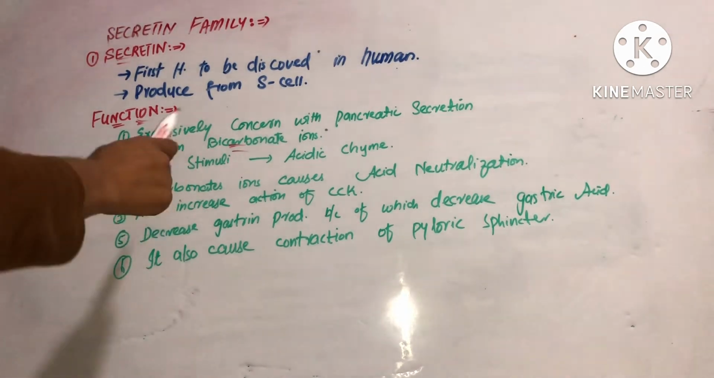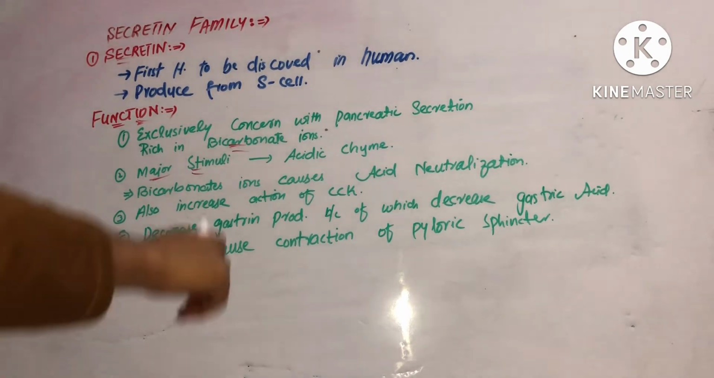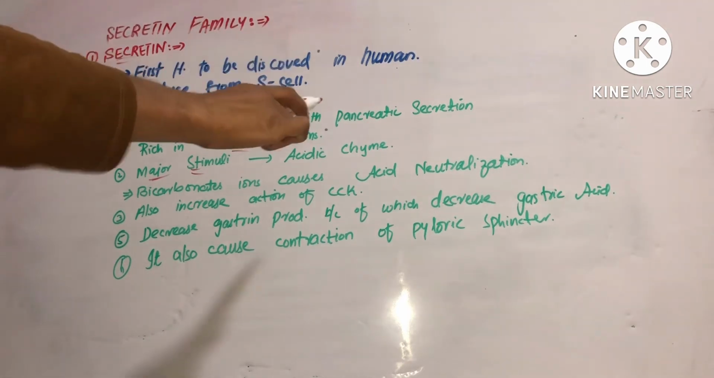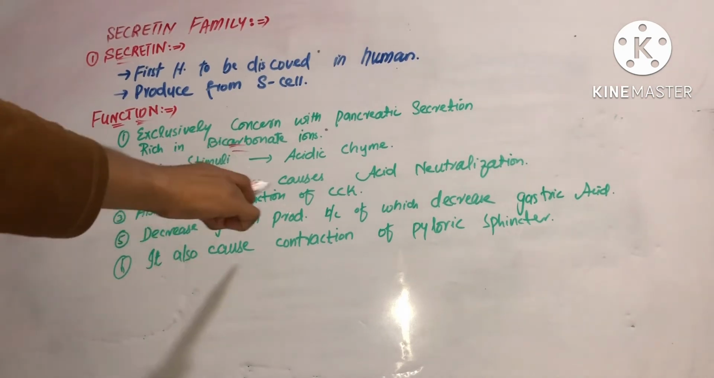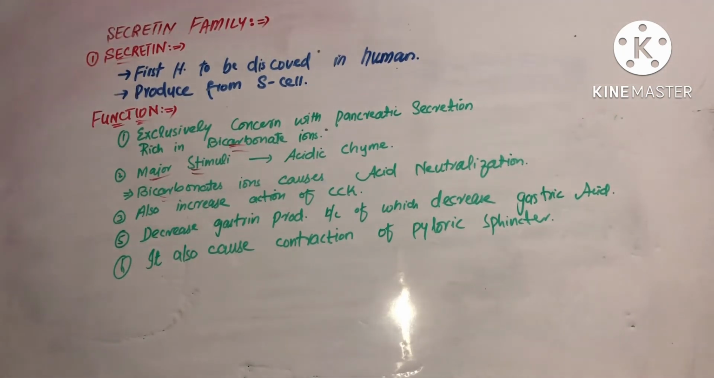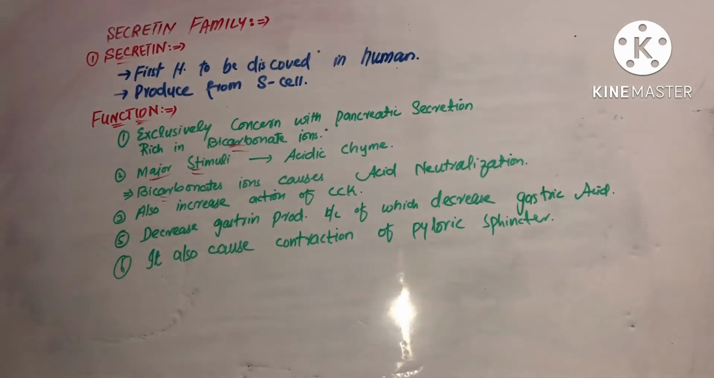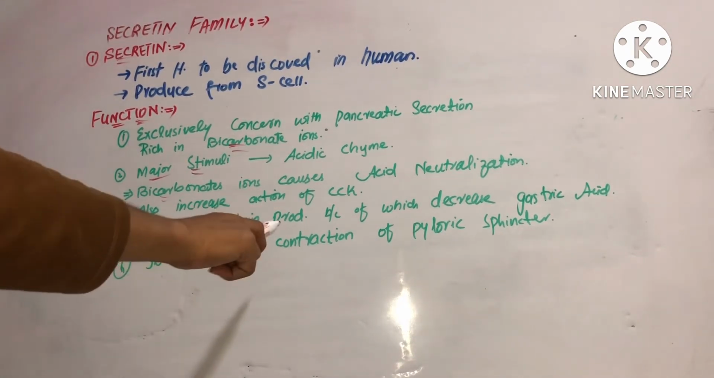Because the major stimulus for secretin is acidic chyme. When the food comes from the stomach into the small intestine, it carries stomach acid. So in order to neutralize that acid, secretin produces pancreatic secretion rich in bicarbonate ions, and these bicarbonate ions cause acid neutralization. Secretin also increases the action of cholecystokinin, and it also decreases gastrin production.